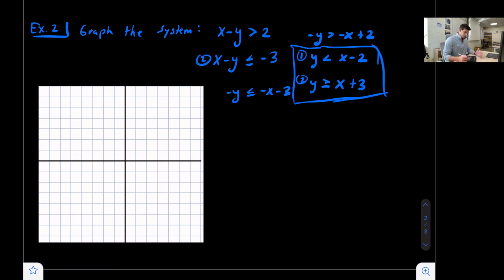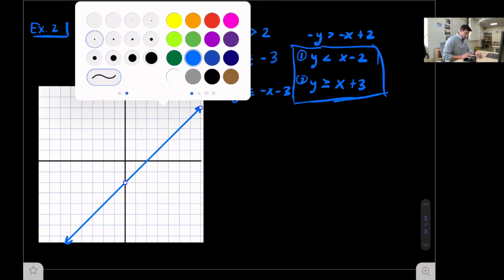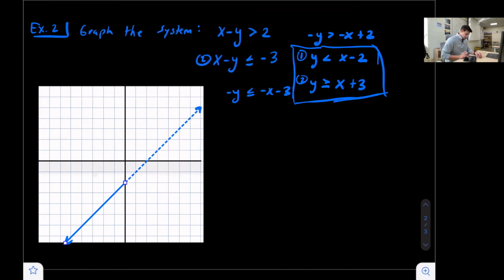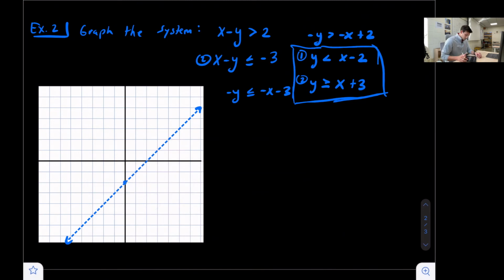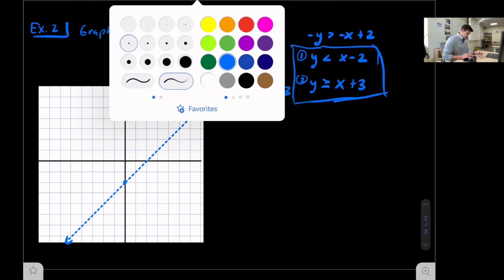So the first one is y less than x minus 2. So x minus 2, there's negative 2, and we go up 1, right 1 as our slope. Okay? Or we can go down 1 and left 1. Just a less than symbol, so we're going to make this a dashed line. Okay? And we'll come back to the shading in just a minute. Okay, let's get both of our lines graphed here first.